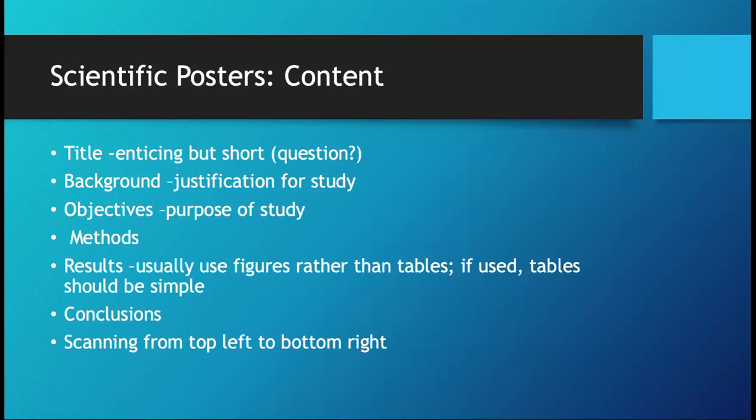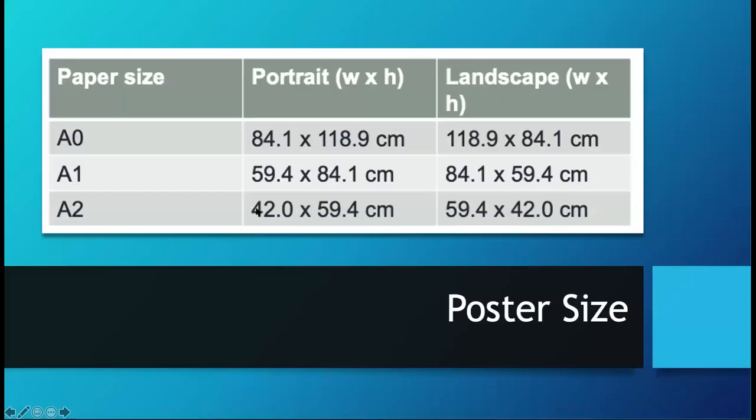As a recap, the scientific poster's content. So we start with the title, background, your objective, purpose of the study, followed by the methods, followed by the results. Usually you use figures, as I previously said, or tables. Then the conclusion, lastly, the references.